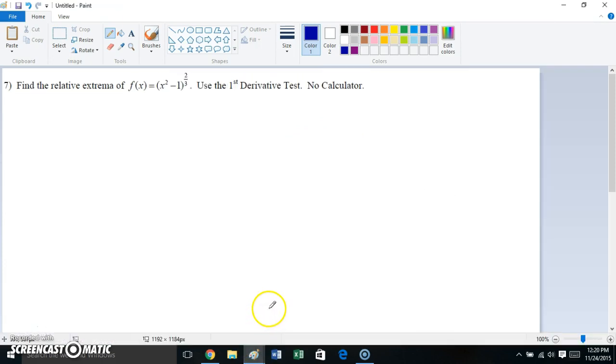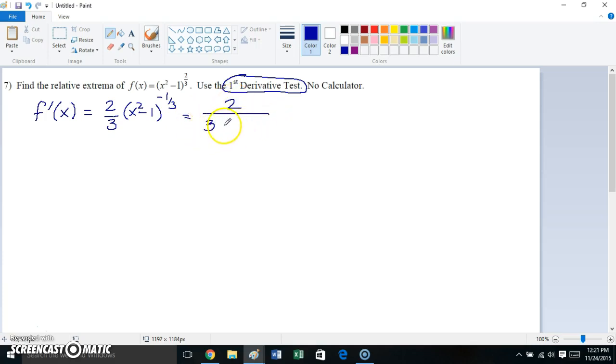Find the relative extrema of (x squared minus 1) to the 2/3. Use the first derivative test and no calculator. Okay, so first take the derivative. We're going to get 2/3 (x squared minus 1) to the -1/3. Rewriting this so it has a positive exponent instead of negative. Oops, that should be a 1/3. Okay, and I'm also going to factor the denominator.